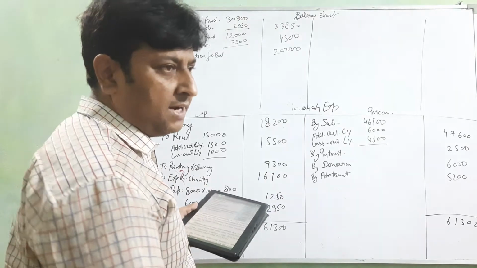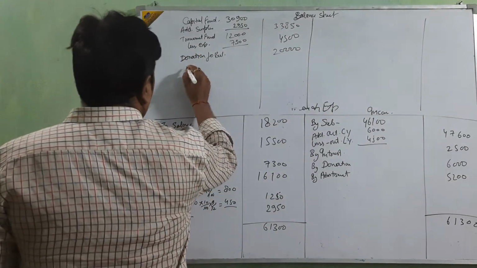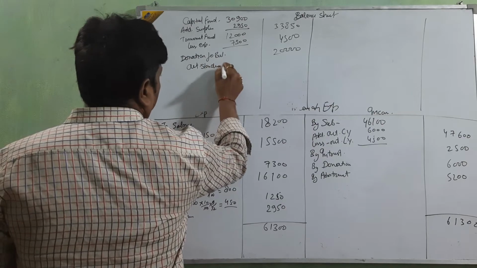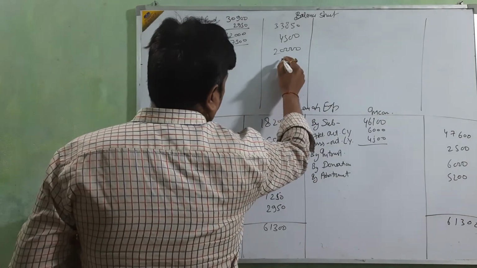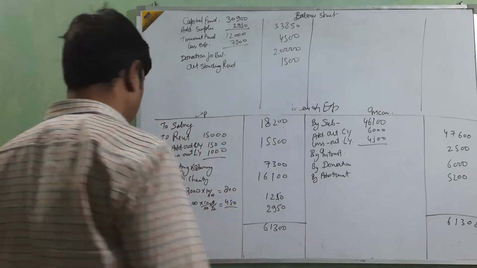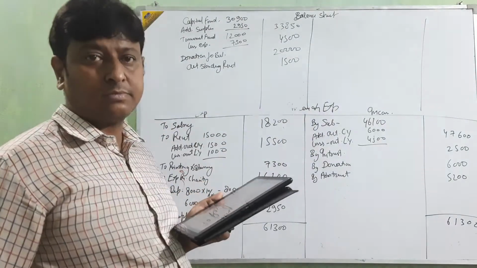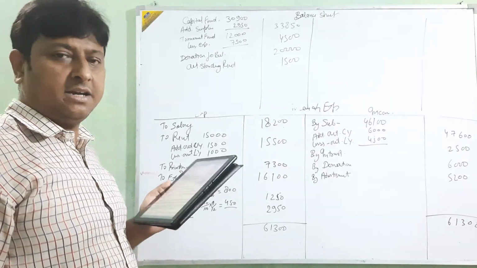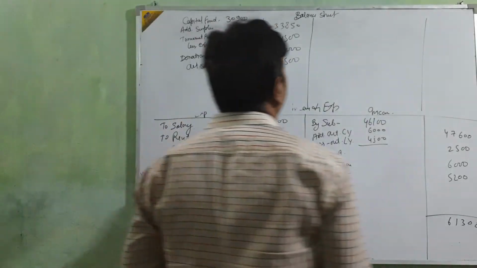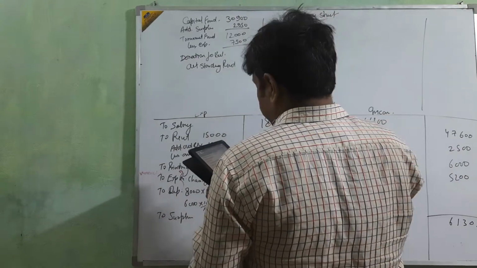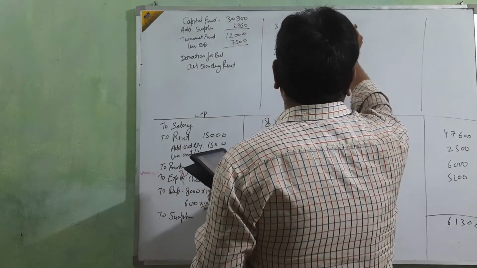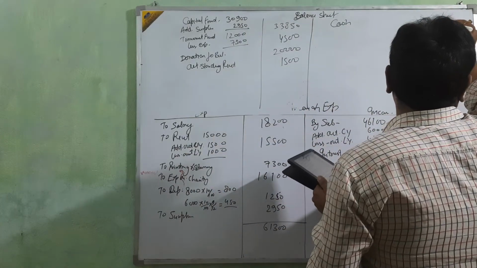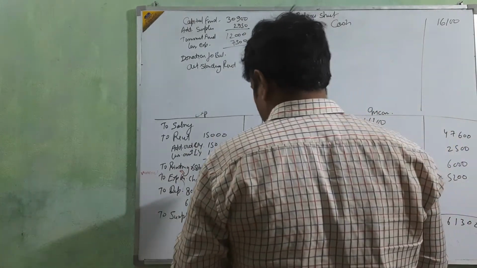Now going for the adjustment. Outstanding rent, 1,500. Clear? Outstanding rent 1,500. Okay. Then go to this side. This closing balance is shown like cash. Okay beta, and the closing balance is 16,100. Then go for the assets.